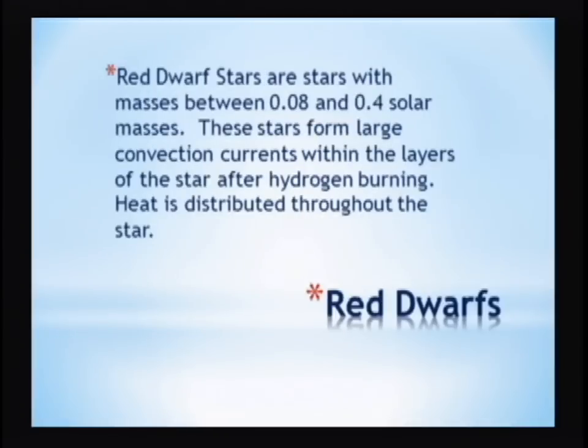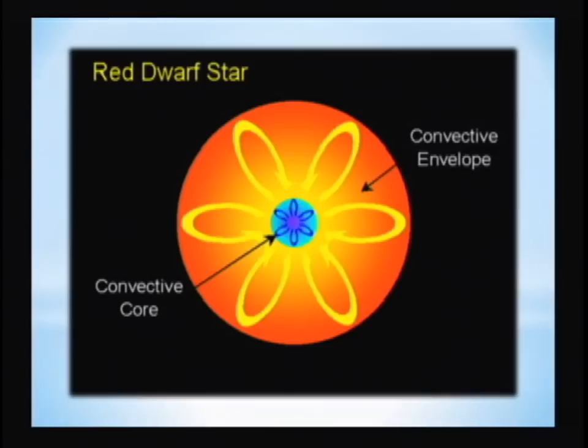Red dwarfs, on the other hand, are those very low mass stars that are in the lower end of the main sequence line. And they're between about 0.08 and about 0.4 solar masses, so they're smaller than our sun. And they're going to form large convection currents within the layers after that hydrogen burning occurs, and so you get that heat distributed through the red dwarf because of those big convection currents. You can kind of see here you've got that core, and then on the outside you get those really big convection currents that are occurring.